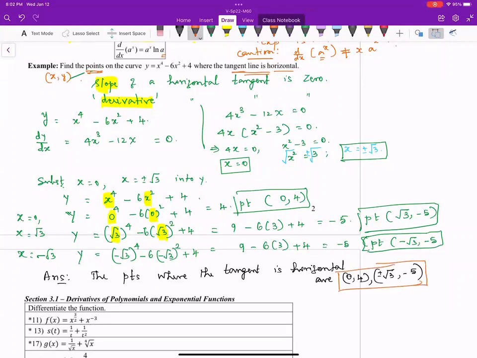The key step in the problem is to set the derivative to 0. How do you know why it should be set to 0? Because the tangent line is given to be horizontal.